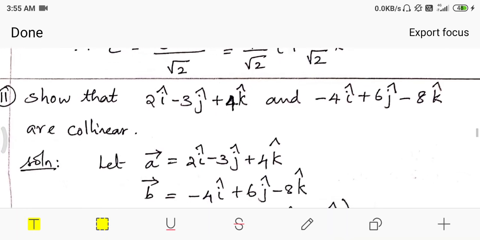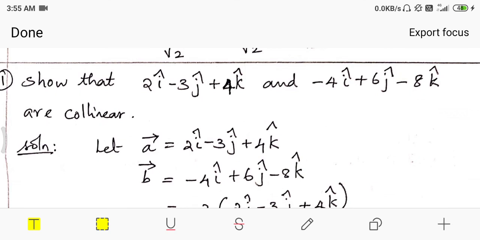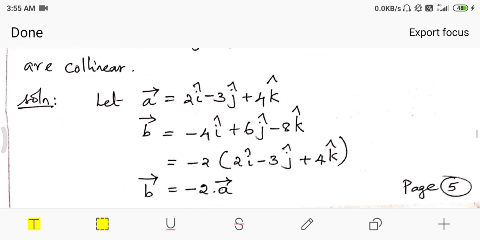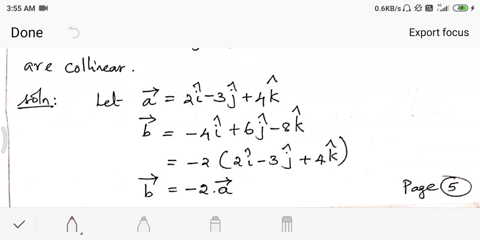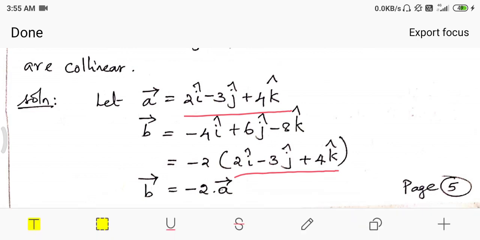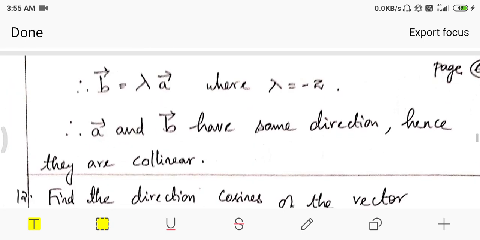Then question number 11, show that these two vectors are collinear. We know when they are collinear, one vector will be a scalar multiple of the other vector. So we have taken A vector and B vector. In B vector, when I take -2 common, I can see A vector is also there. Can you observe that? This is A vector, right? They are the same. So B vector is -2 times A vector, which means it is a scalar multiple of the other vector. So they must be parallel. Parallel vectors are collinear vectors, having the same direction.